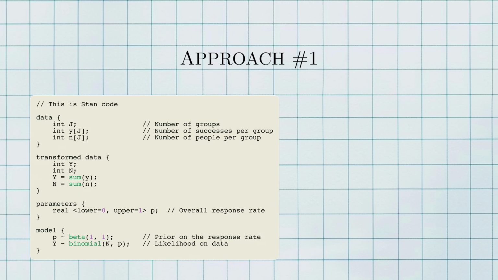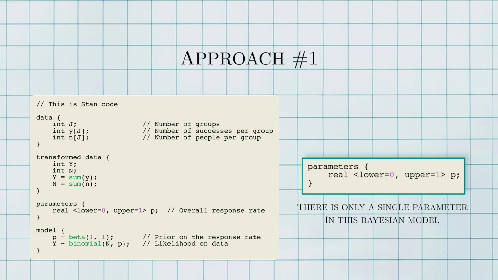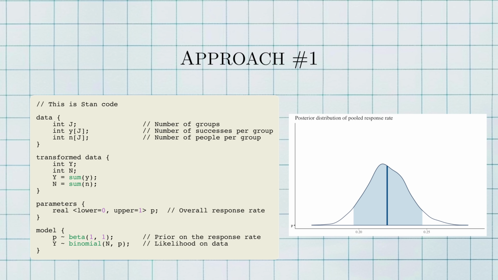In this script, I've written a Bayesian version of the pooled analysis using Stan. Stan is a popular programming language for Bayesian analysis, but I won't be going into the particulars here. The main takeaway is that my model will only have a single posterior distribution for the single pooled response rate. I can summarize all of the information in this posterior into an estimate for the response rate through the posterior mean, which is about 22%. This 22% is supposed to represent the estimated response rate for all 36 groups.